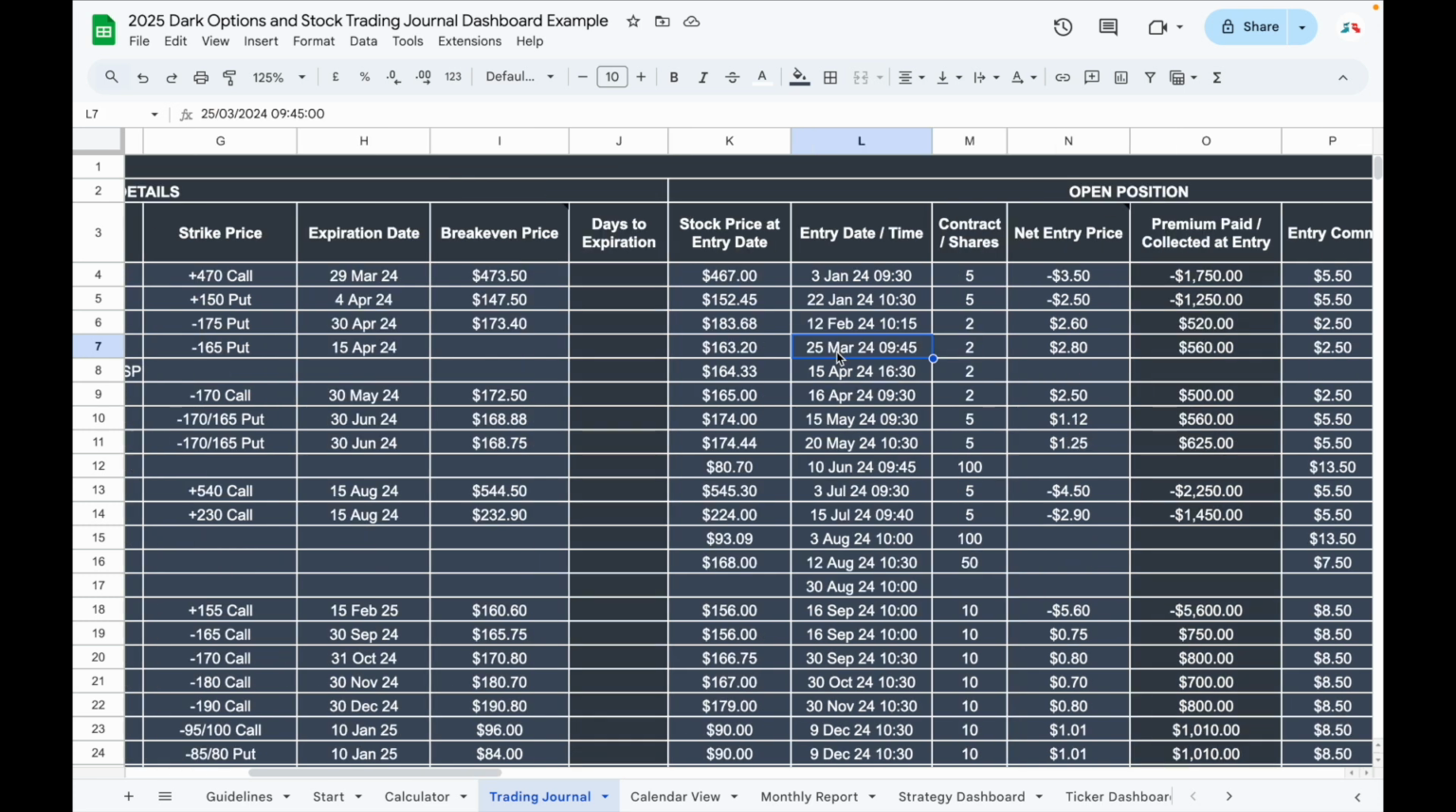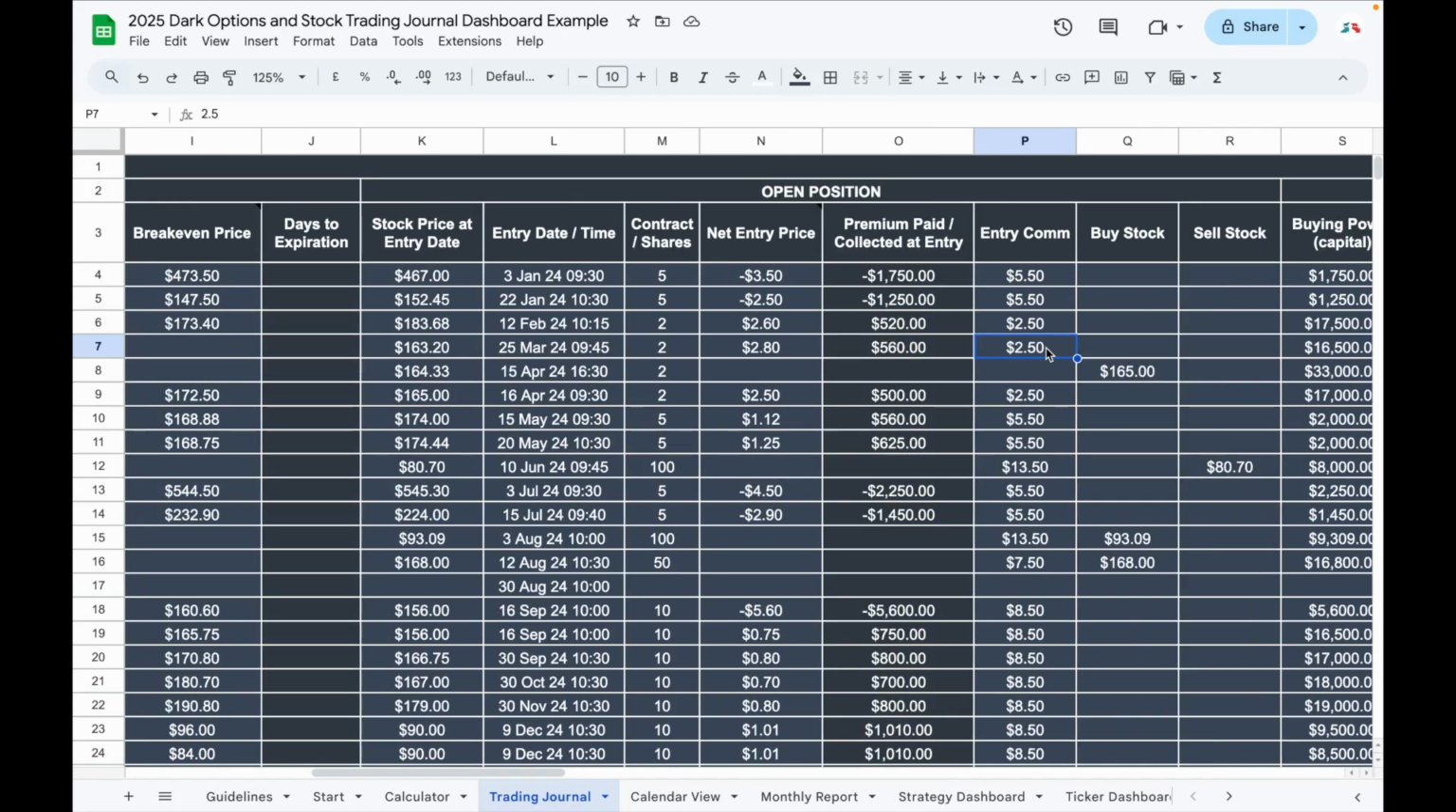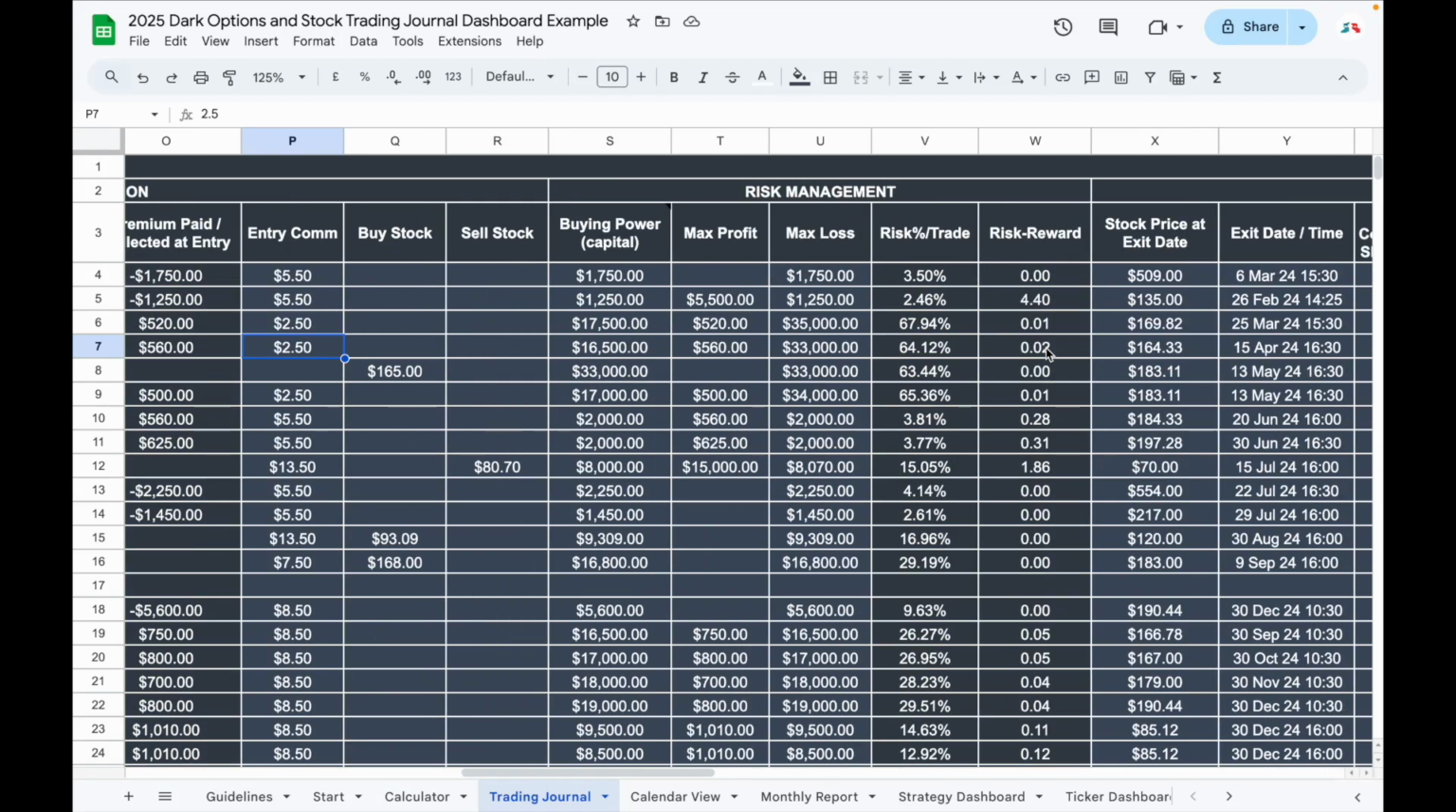Input the entry date and time, number of contracts, and net entry price. When buying options, whether it's call or put, enter the price with a minus sign to indicate an outflow of money. Enter the commission paid at trade entry. Under the risk management section, input the buying power required, maximum profit, and maximum loss at expiration. The risk percentage per trade and risk to reward ratio columns will automatically calculate after entering these details.